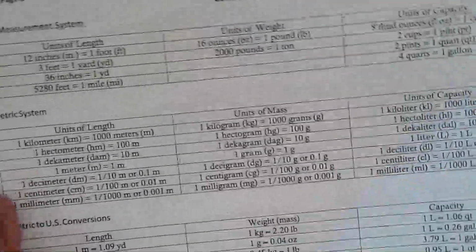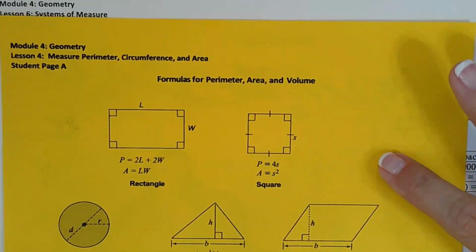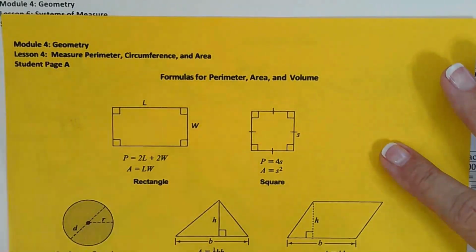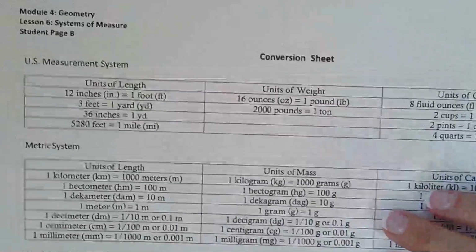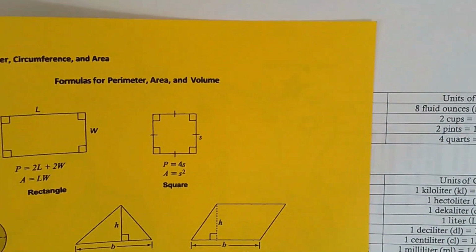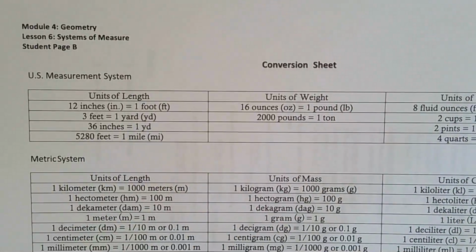This next page you definitely want to print because you get to use this on your test. So there's two things you get to use on your Chapter 4 quiz and your Chapter 4 test. The formulas for perimeter, area, and volume, which were under Module 4, Lesson 4, this formula sheet. And then this conversion sheet, which is Module 4, Lesson 6. So both of these can be used on the Chapter 4 Module 4 test and on the final exam.